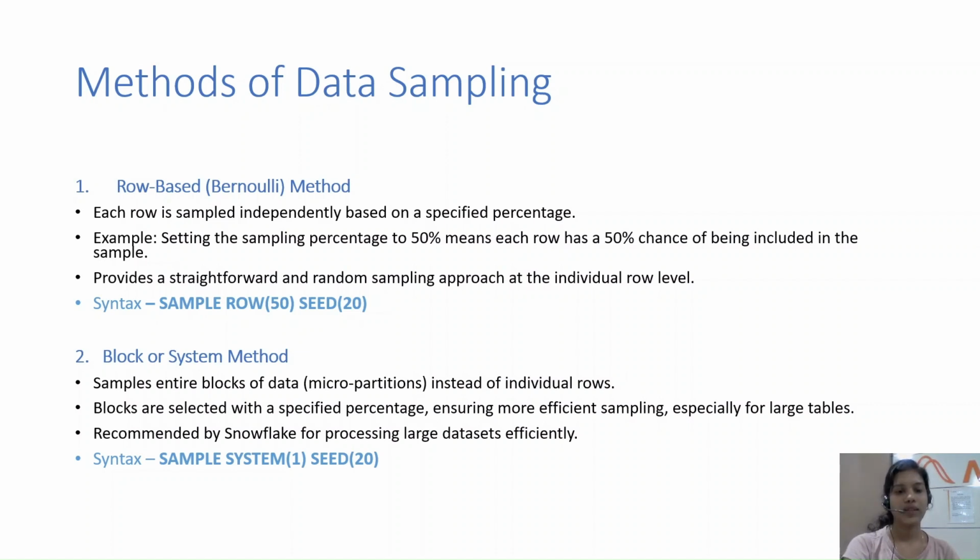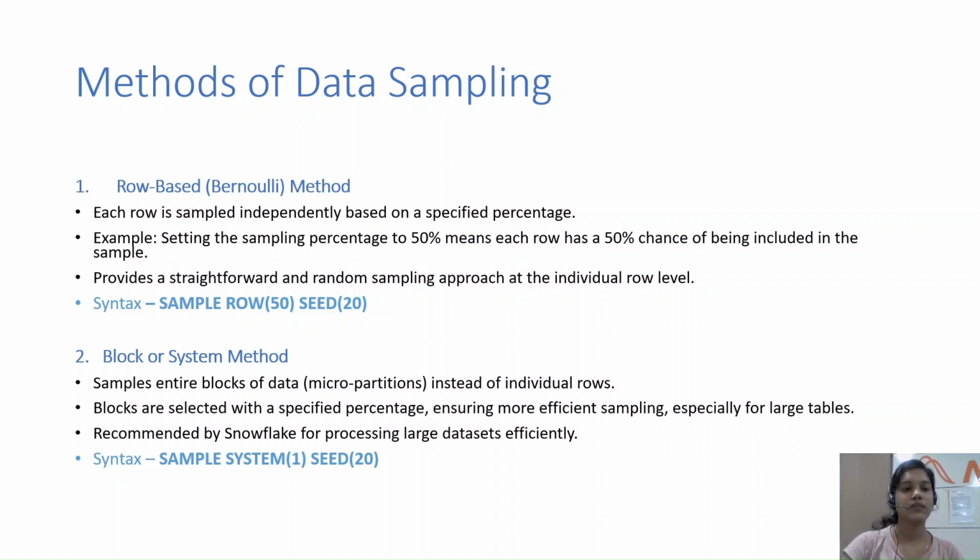So in Snowflake, there are two approaches of data sampling. The first method, known as the row-based or Bernoulli method, involves sampling each row independently. For instance, if we set the sampling percentage to 50%, each row has a 50% chance of being included in the sample. This method is straightforward and ensures randomness at the individual row level.